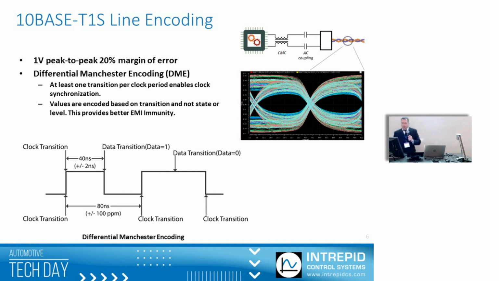It's very simple. It also provides some great characteristics, because in DME you always have transitions on the bus. Whenever transitions happen, that's an opportunity for the receivers to synchronize themselves to the transmitter. So DME gives you a very good inherent ability for the different participants on the network to synchronize their clocks together, which is critically important for any type of network.